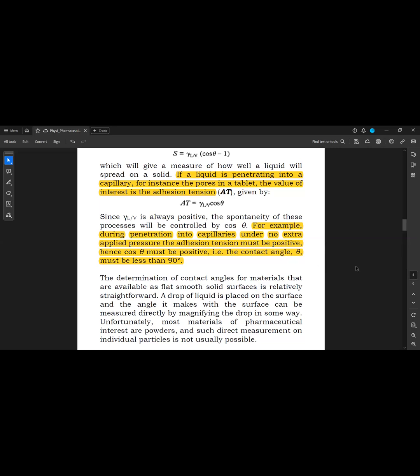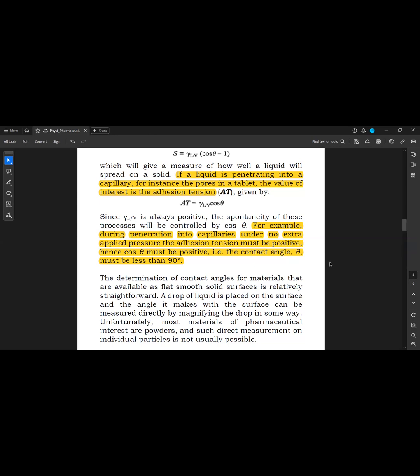If this adhesion tension is negative, like when we said that sometimes components, after they saturate, it's going to be positive, then when both of them saturate, it becomes negative, and then it forms the spheres. That's what I'm trying to explain from this. The determination of contact angles for materials that are available as flat, smooth, solid surfaces is relatively straightforward.